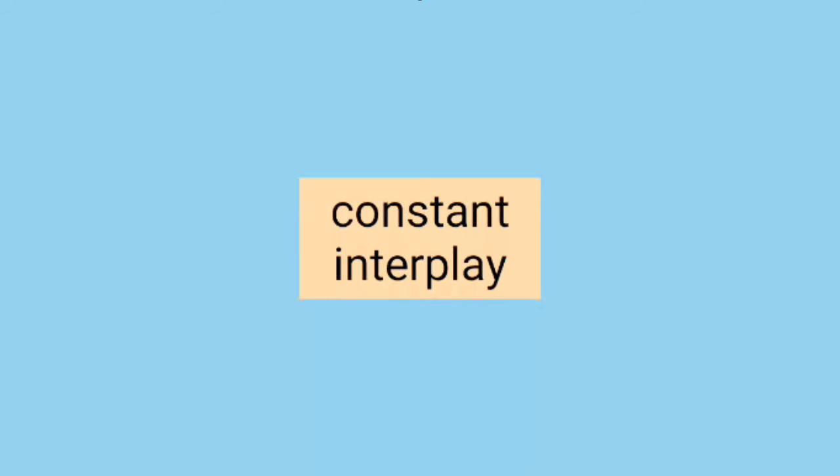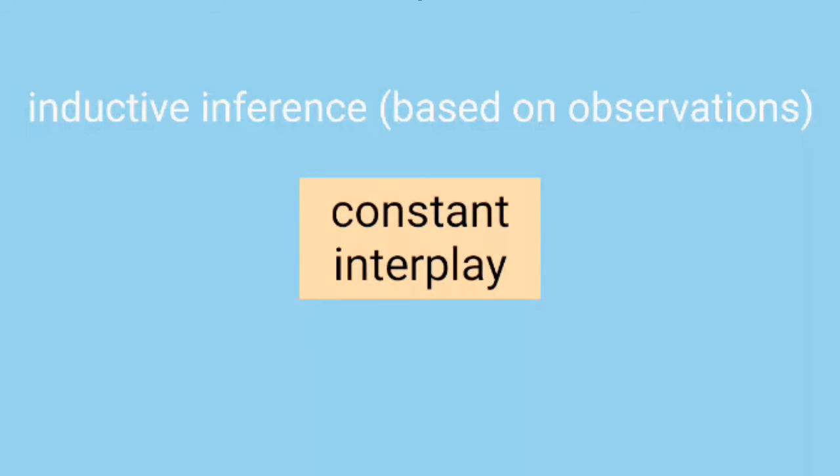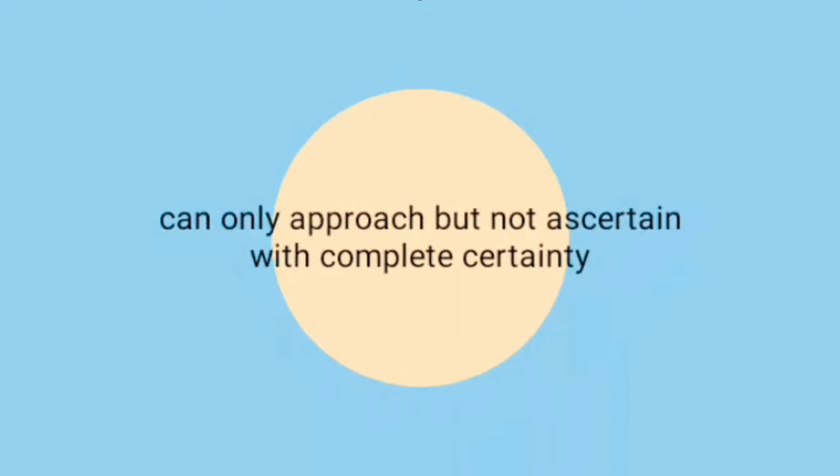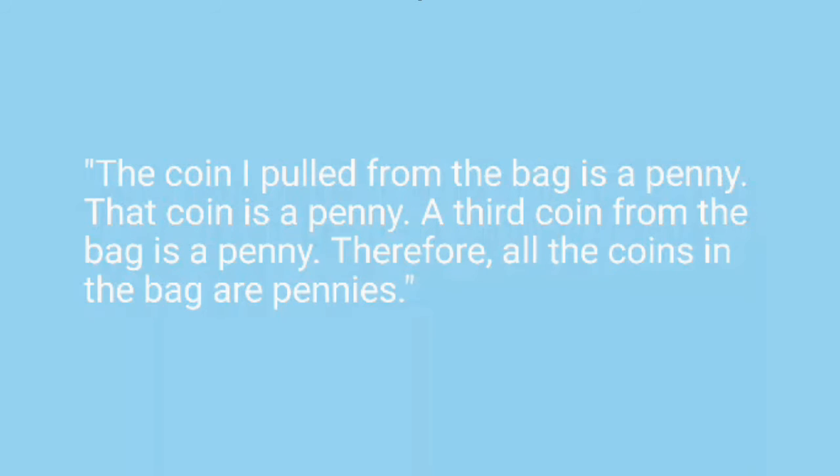In science, there is a constant interplay between inductive inference and deductive inference until we get closer and closer to the truth, which we can only approach but not ascertain with complete certainty. An example of inductive logic is, the coin I pulled from the bag is a penny. That coin is a penny. A third coin from the bag is a penny. Therefore, all the coins in the bag are pennies.